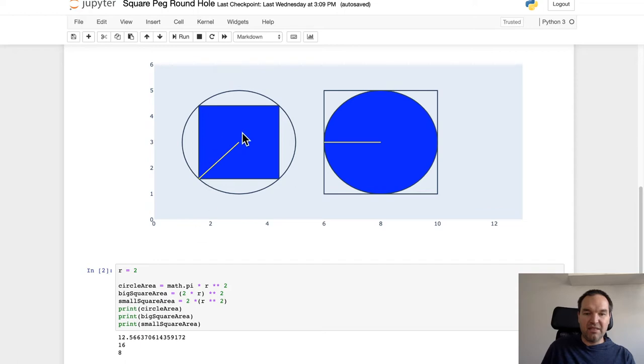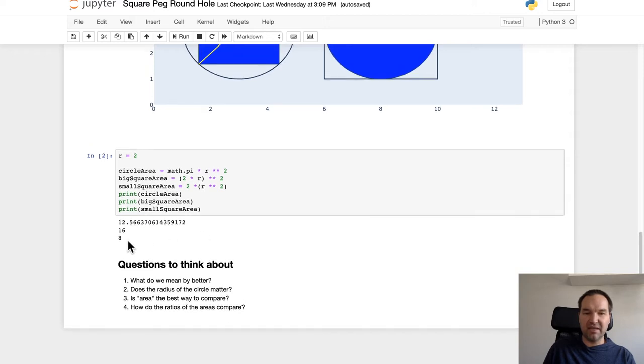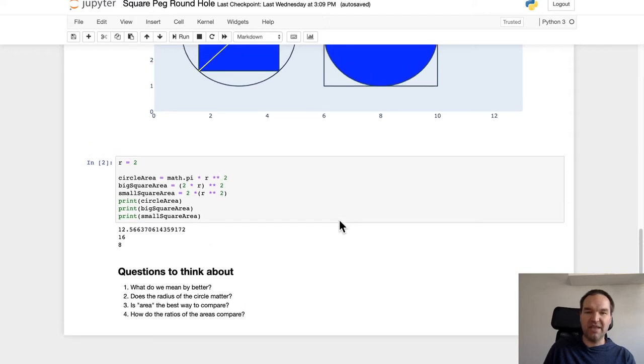And then the small square, we can do some trigonometry to figure out what the side of the square is from the radius. I've sort of condensed that down into this equation here, and maybe we'll do a little proof of that in the comments. But given that, we can see the area of the circle is about 12.5. The area of the big square is 16, and the area of the small square is 8.